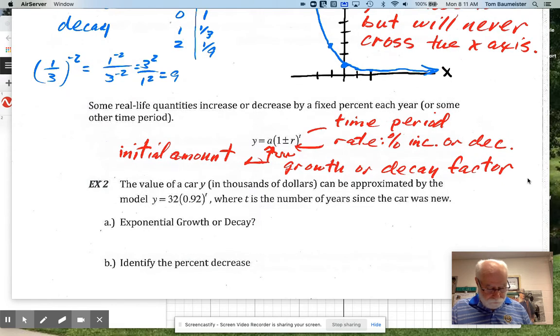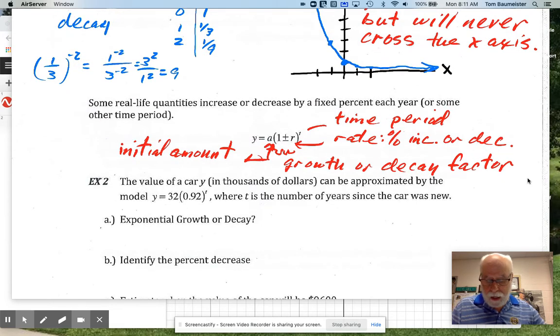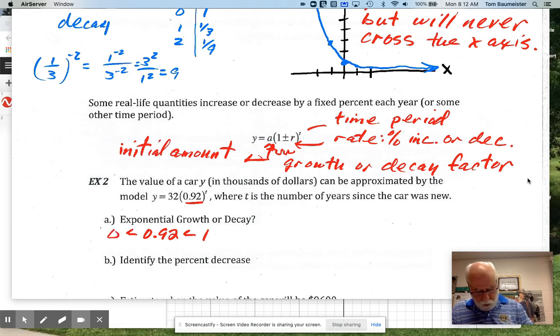So example 2: the value of a car y in thousands of dollars can be approximated by the model y equals 32 times 0.92 raised to the t power, where t is the number of years since the car was new. So A, is it going to be exponential growth or decay? Again, we're going to look at our b here, which is 0.92. We know that 0.92, or 92 hundredths, is between 0 and 1. So we know we're going to have decay.